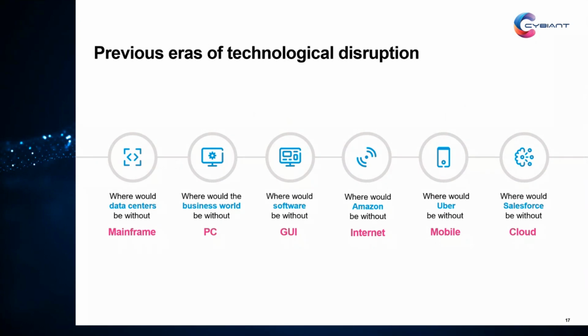Talking about technology, since the 1960s and 70s we have been talking about the data center. Where would the data center be without the mainframe? Where would the business world be without the PC? Where would software be without the graphical interface? And where would Amazon be without the internet? And much more. These are some of the technologies introduced to the world that changed how business works. And the same goes for RPA.